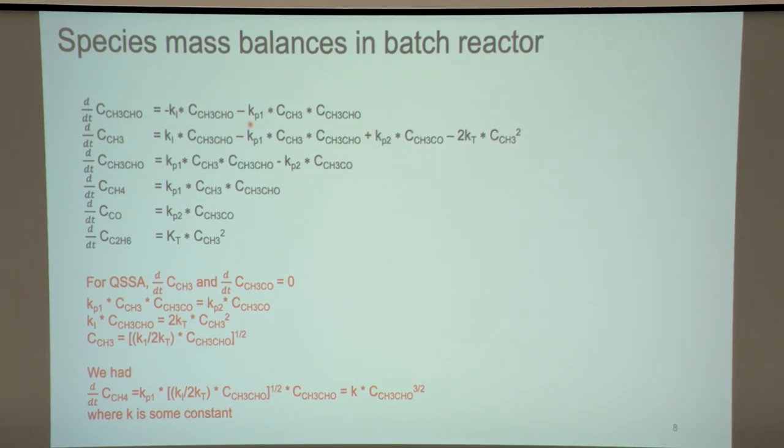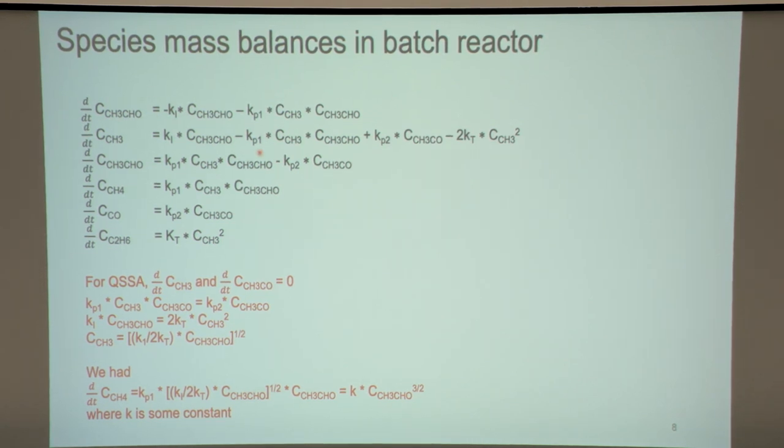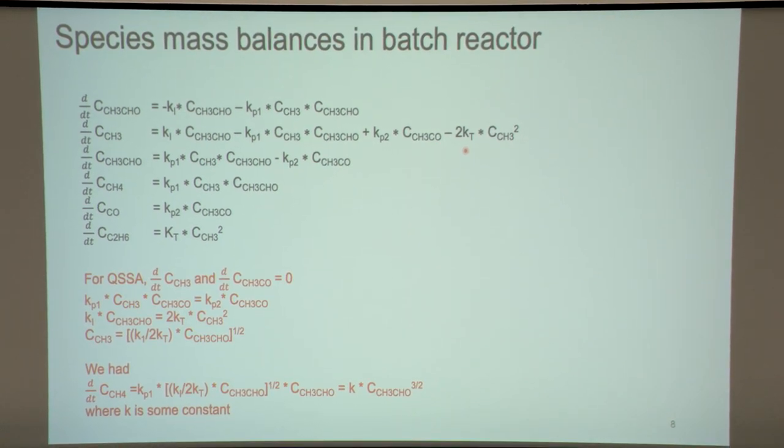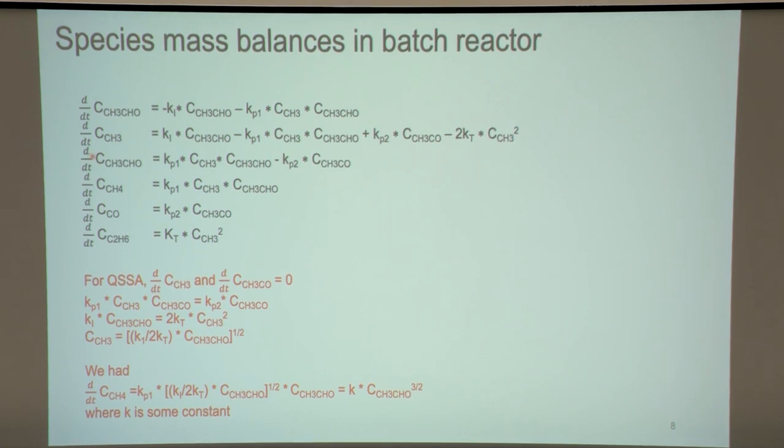It's also consuming acetaldehyde. So there are two reactions in the whole sequence that are consuming acetaldehyde. You write those two together. Similarly, for methyl radical, it's formed in the first step. It's consumed in the first propagation step as it reacts with acetaldehyde. And it was produced in the second propagation step when CH3CO decomposes to make methyl. And it's also consumed in the termination step. So they write down all these, they write down this equation for the mass balance of methyl.